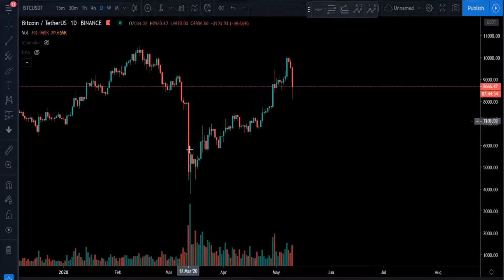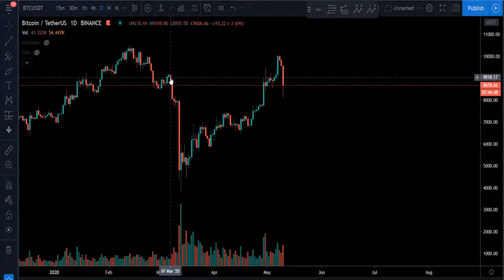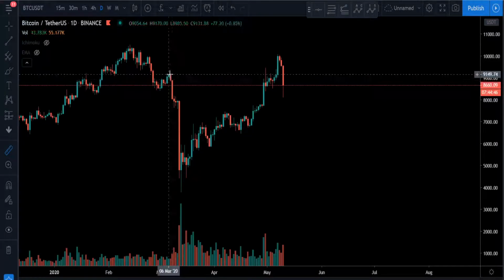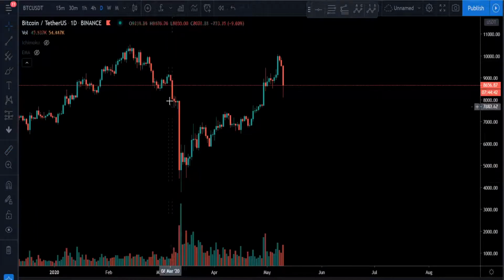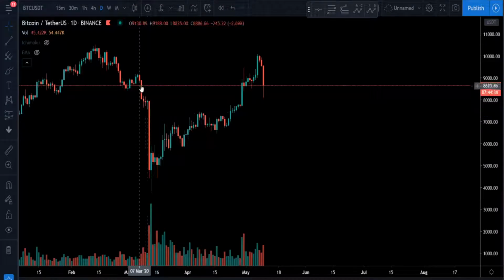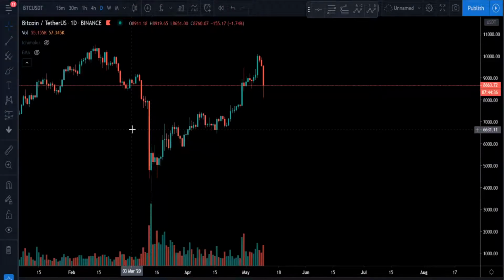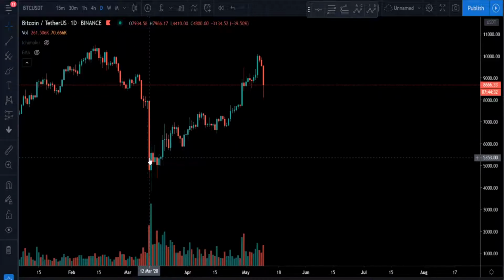For example, the Corona crash could be the best example. If we look at it from this high, from the 8K, 9K level, we dropped almost 60% in a matter of a week. So this is a capitulation trade. We want to wait for a dump of more than 40%. Let's say 50% would be amazing.